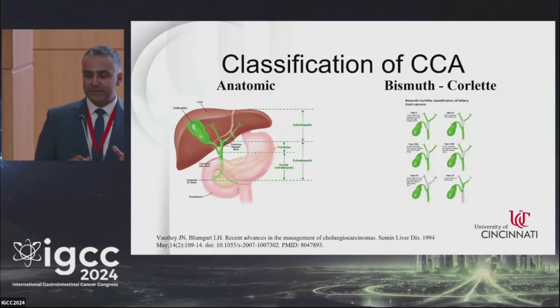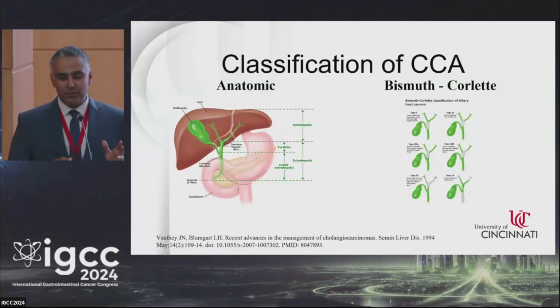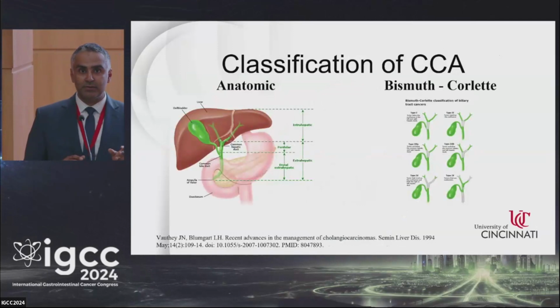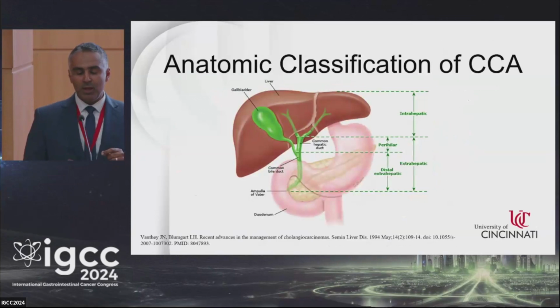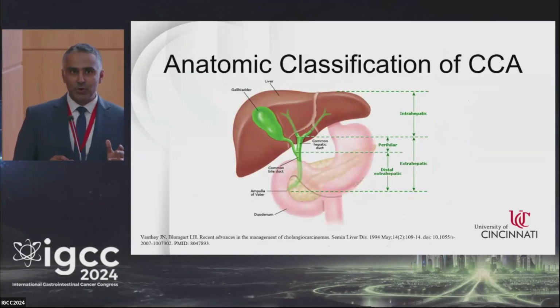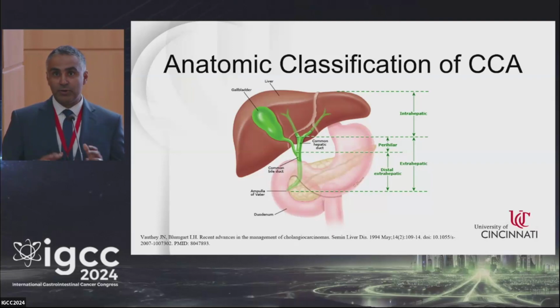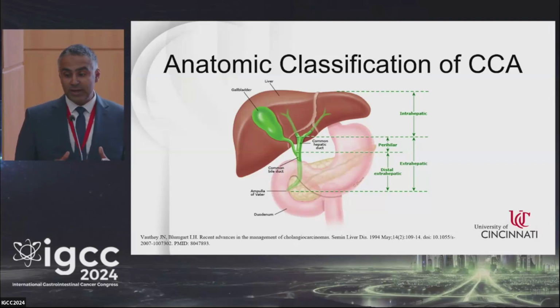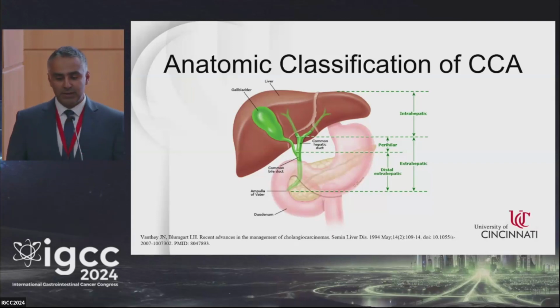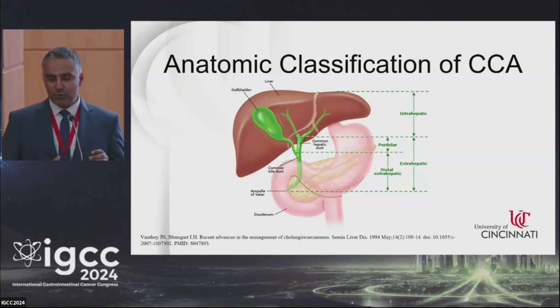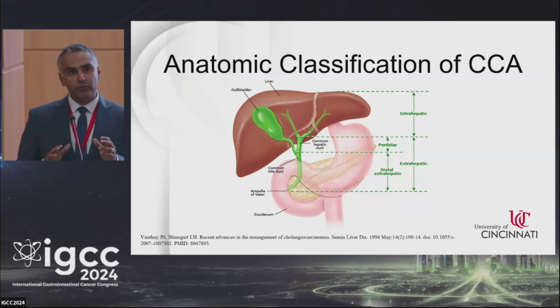Cholangiocarcinoma is both classified anatomically and based on the pattern of involvement of the bile duct by what's known as the Bismuth-Corlette classification. On the anatomic level, cholangiocarcinoma is either intrahepatic or extrahepatic. The extrahepatic cholangiocarcinoma affect either the perihilar region or the distal bile duct. Perihilar cholangiocarcinomas are so important because they account for up to 60% of cholangiocarcinomas, while distal cholangiocarcinoma account for 35%.